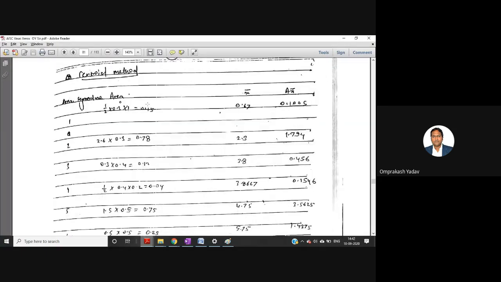So we will make the columns like this. First we are going to solve by the centroid method. So the first column will be the area number, the second will be the area, the third will be the x bar, and the fourth will be A x bar. So we're going to multiply area by x bar. Okay.